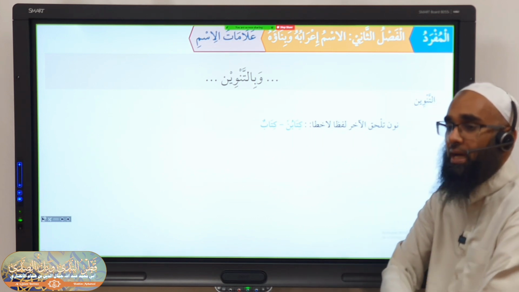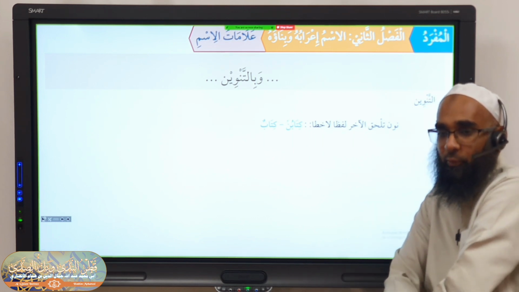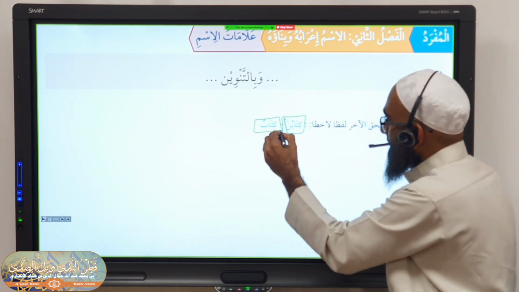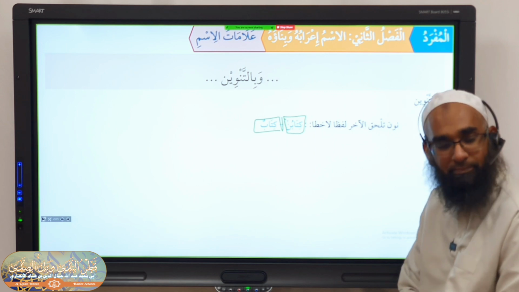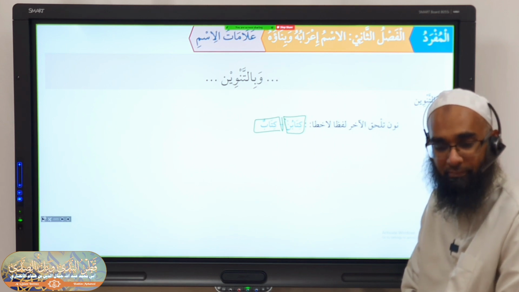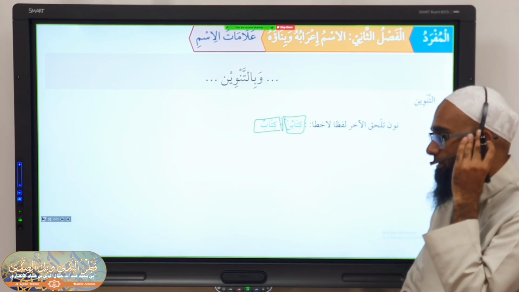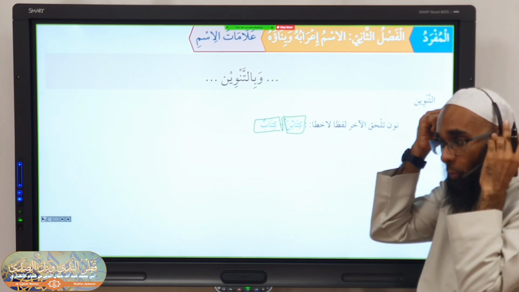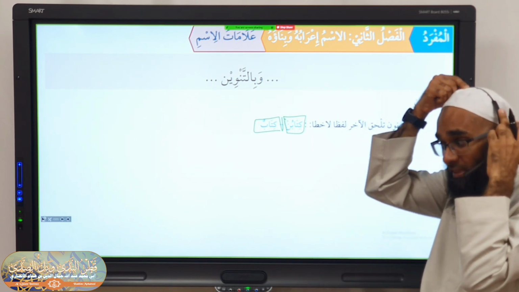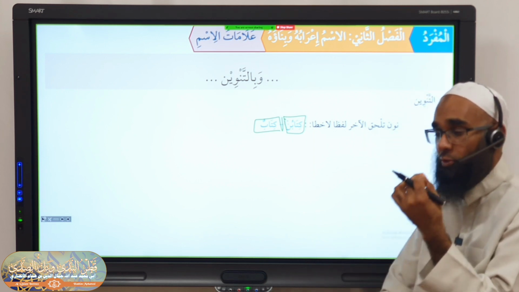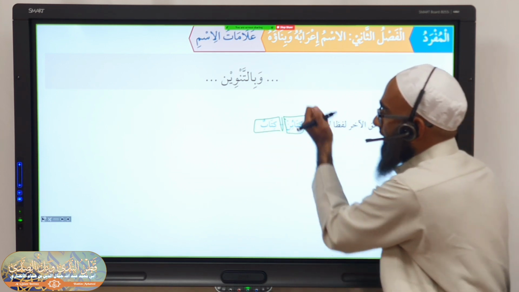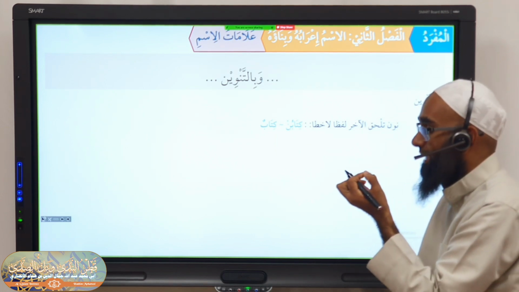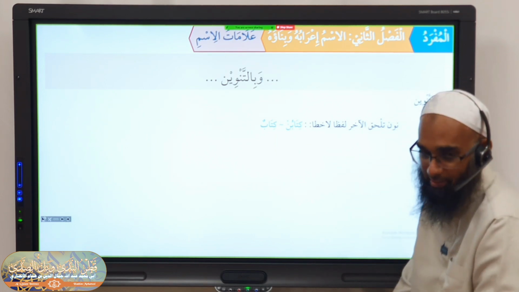If I say kitabun, what does it sound like? Does it sound like this or does it sound like this? Kitabun. What does it sound like? It's both the same. When you enunciate the word kitabun without writing it, you can't tell whether it is kitabun or kitabun. They both sound the same. So literally, in terms of enunciation, a tanween is really a noon sakin.